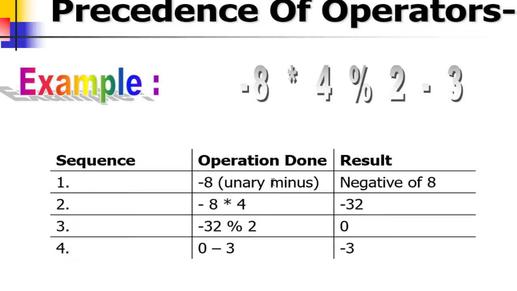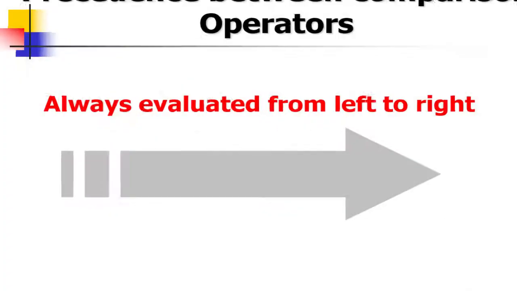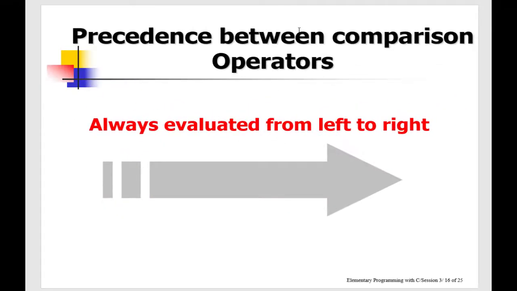The steps are given here exactly the way we have followed them, and you can see we finally wind up with a result of minus 3. For the precedence between comparison operators, they're evaluated from left to right. That is greater than, less than, equal. Basically, with those we start from the left, moving to the right.